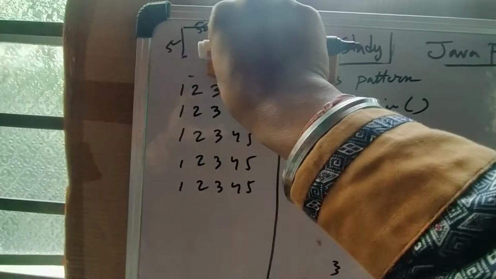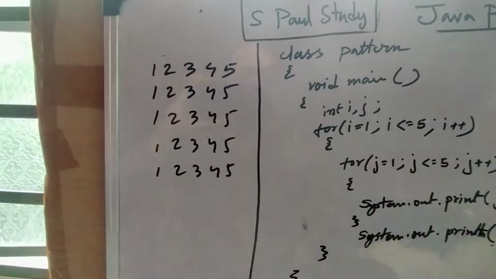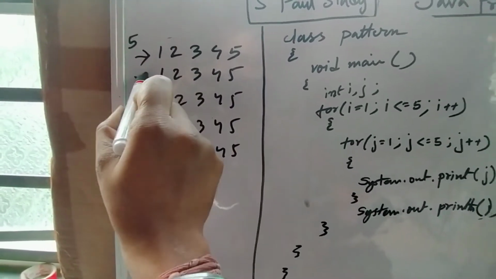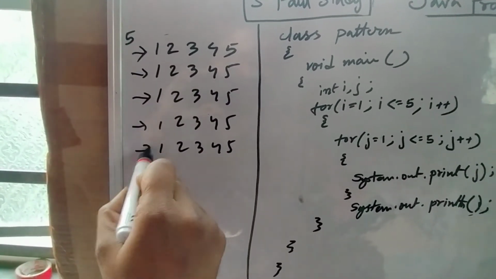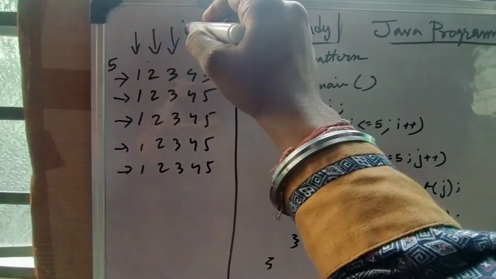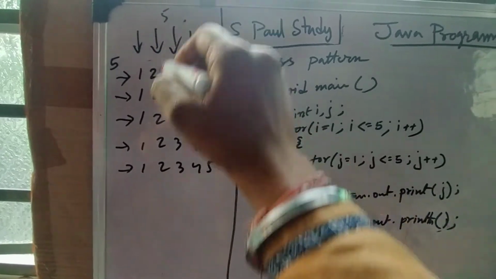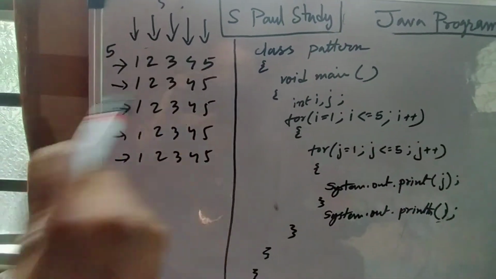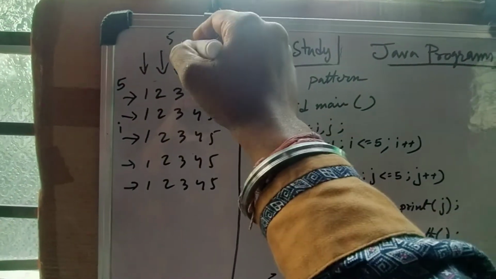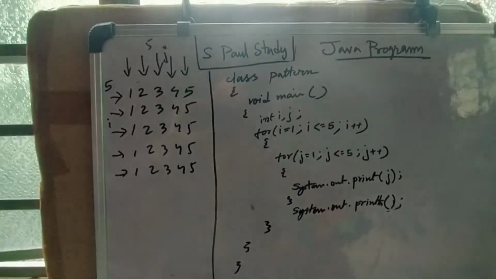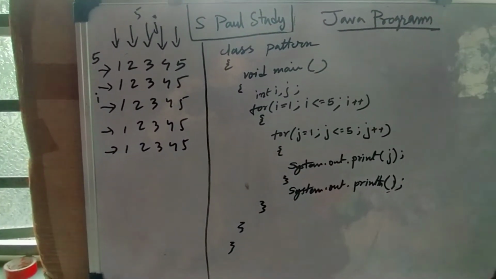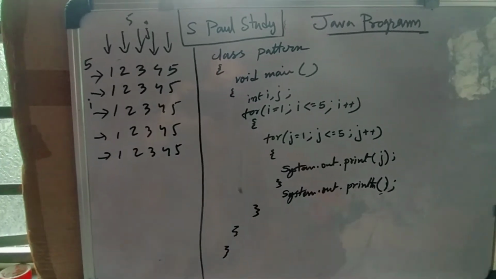Now in this program, what we see is that there are 5 rows, 1, 2, 3, 4 and 5, and there are 5 columns, 1, 2, 3, 4 and 5. We always take the row as I, and the column as J, for our simplicity. So now let's begin the program so that we can understand how the pattern came.